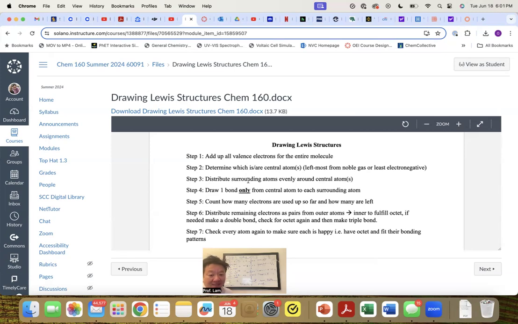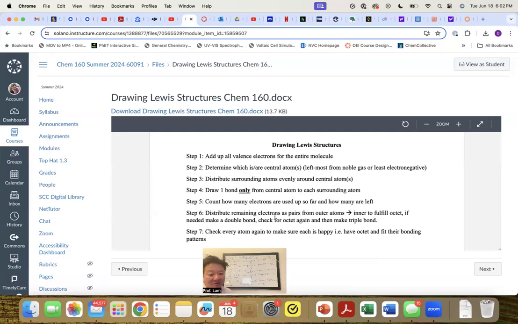Then in step 3, it says distribute the surrounding atoms evenly around the central atom. In step 4, draw 1 bond only from the central atom to each surrounding atom. Count how many electrons are used up so far and how many are left. That's step 5. And then in step 6, very important, it says distribute the remaining electrons as pairs. Okay. And how are you going to do it? From the outer atoms and then into the inner atom, ending up with the central atom. Okay. To do what? To fulfill that octet. Remember the 8 that we kept seeing? That's the octet, right? Because they want to be like the noble gas.